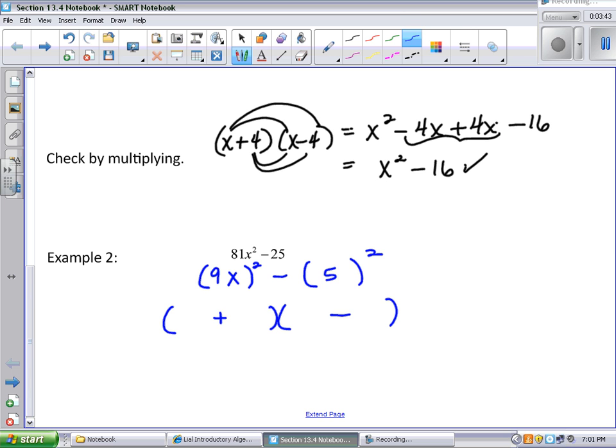The first thing in parentheses, when I look up here, is 9x. That goes in the first spot in each of my two parentheses. The last thing being squared is 5. That goes in the last spot in each of my parentheses. And I've just factored my binomial.